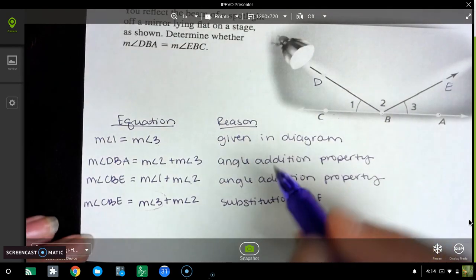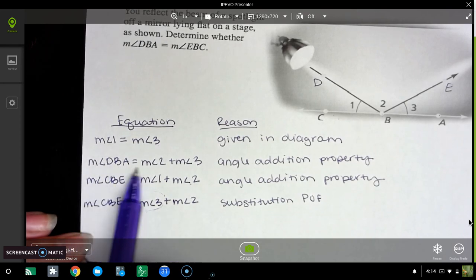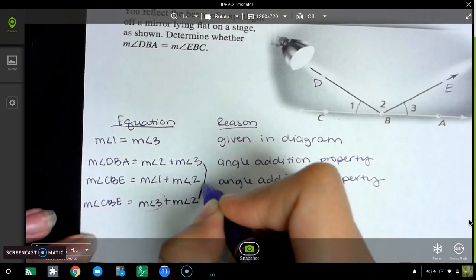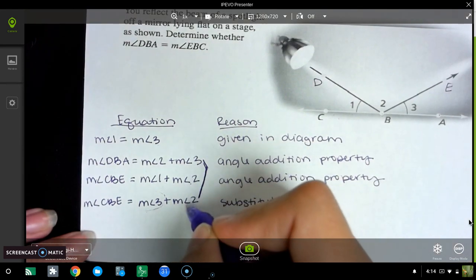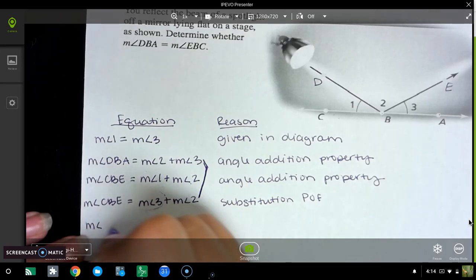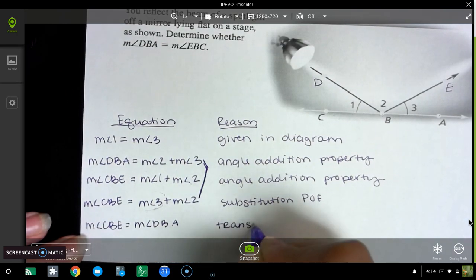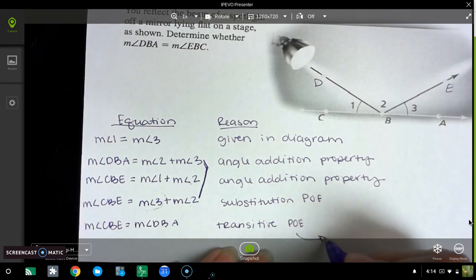Okay, at this point, I know that measure of CBE equals measure of angle 3 plus measure of angle 2. I know that measure DBA is equal to measure of angle 2 plus measure of angle 3. These two equations are now the same, which means they are now my middleman that I can cancel out. So I can say measure of angle CBE is equal to measure of angle DBA by my transitive property of equality.